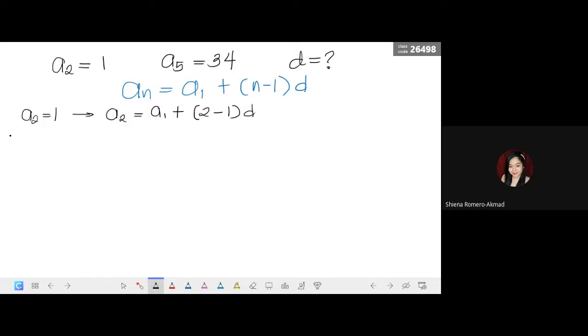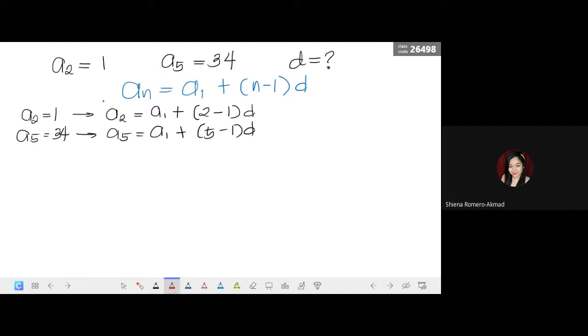Next, yung A sub 5. Napipindot ako, my goodness. Si A sub 5 naman is 34. So, dito natin siya isa-substitute later on. So, A sub 5 equals A sub 1 plus 5 minus 1 times the difference. Okay?